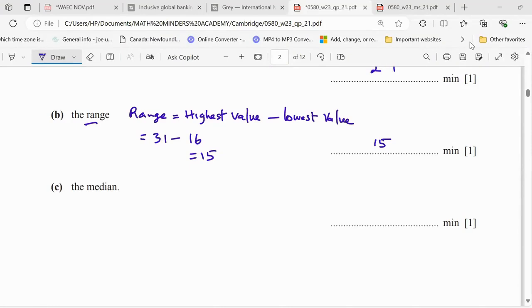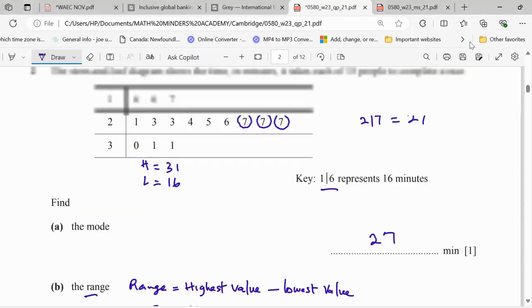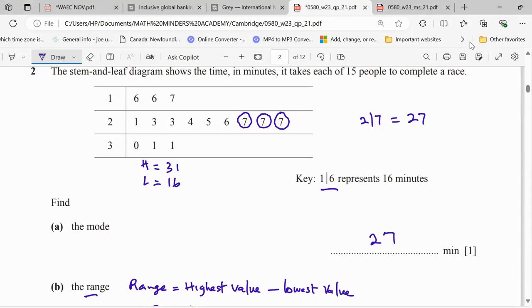Here we want to find the median. So the median is the middle number after we have arranged in either ascending or descending order. Of course, if you look at the stem and leaf table, it's already arranged from 16, 17, 21, 23, like that, up to 31. And there are 15 people here. So the median is halfway between.